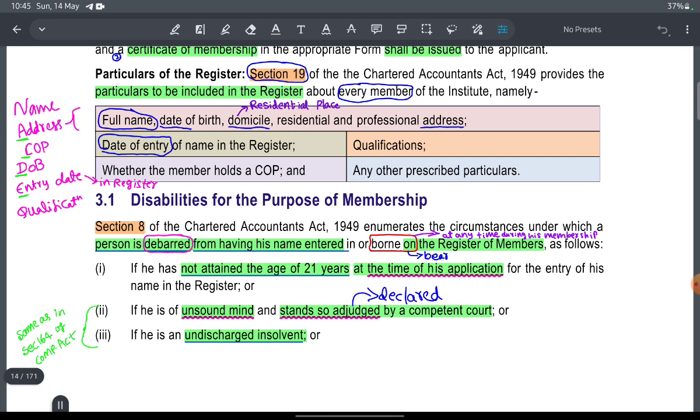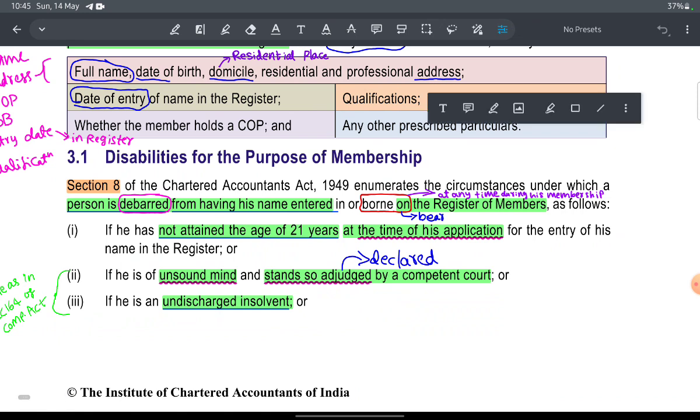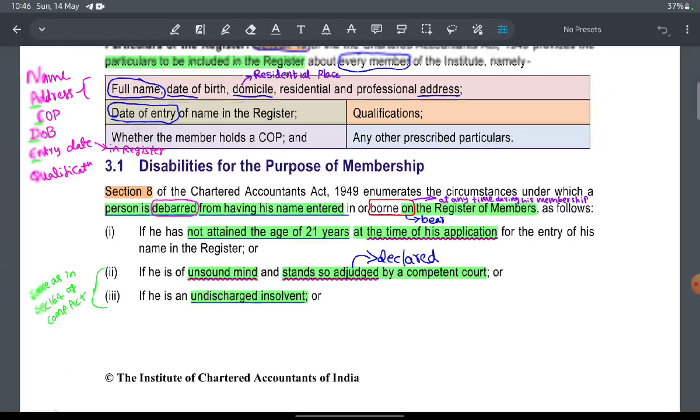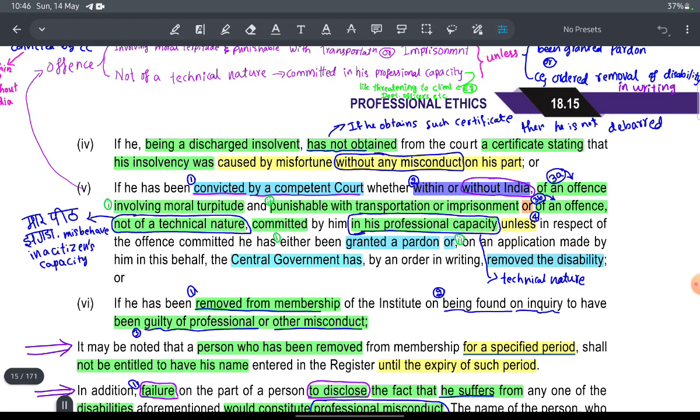Disabilities for membership. Section 8 talks about disability. A person is debarred from having name entered in the register or borne on the register of members in case of: the first one, if he has not attained the age of 21 years at the time of application; he is of unsound mind and stands so adjudged by a competent court; if he is an undischarged insolvent; otherwise, if he being a discharged insolvent, has not obtained a certificate stating that his insolvency was caused by misfortune without any misconduct on his part.